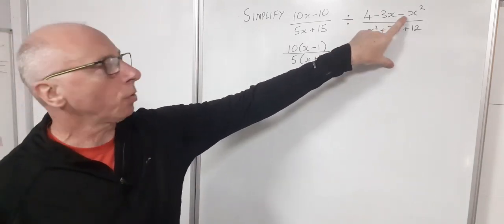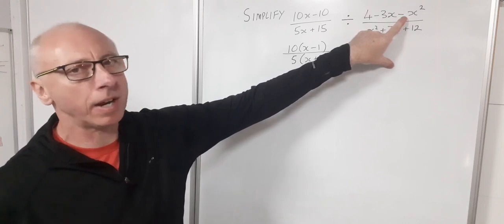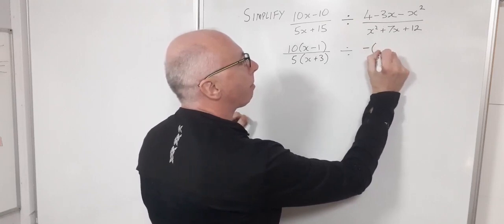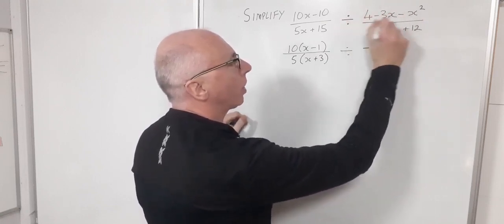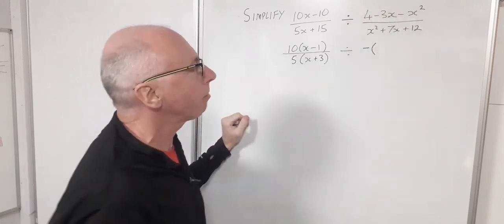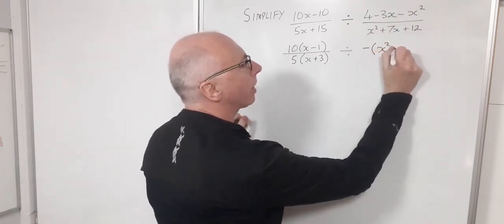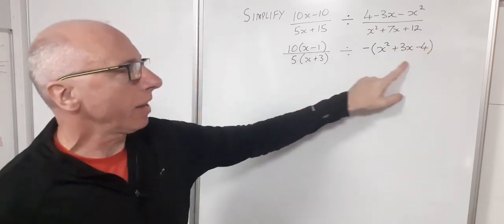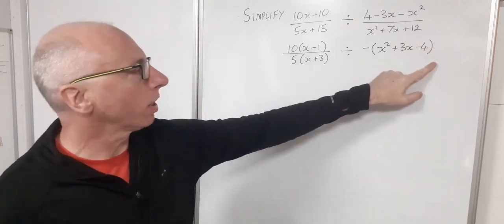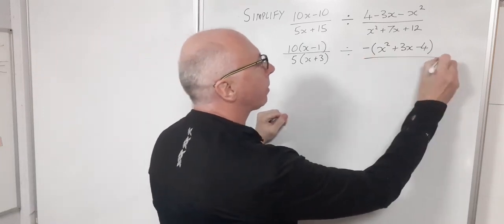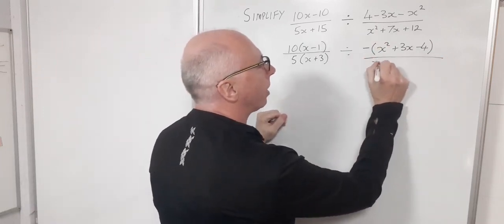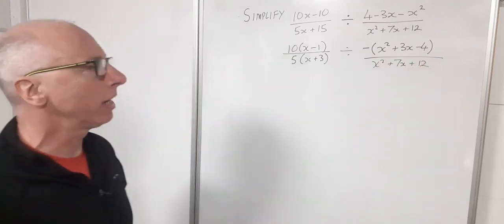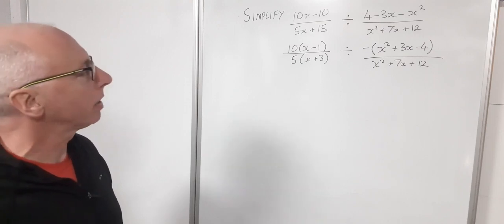Now let's have a look at this term. Now I've got a minus x squared, so what I'm going to do is factor out a minus 1 first. So if I put minus and then turn it round in the order of the indices, now I'll have minus and then x squared plus 3x minus 4. Now that looks a little bit easier to factorise. And then I can divide this by x squared plus 7x plus 12. Now that's a little bit easier to work with, so I won't make any silly mistakes.